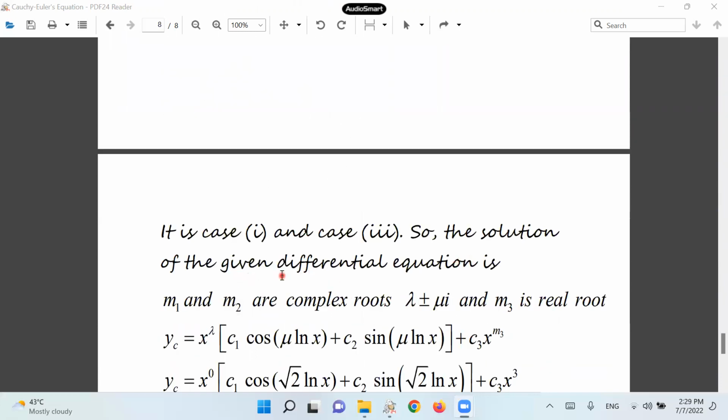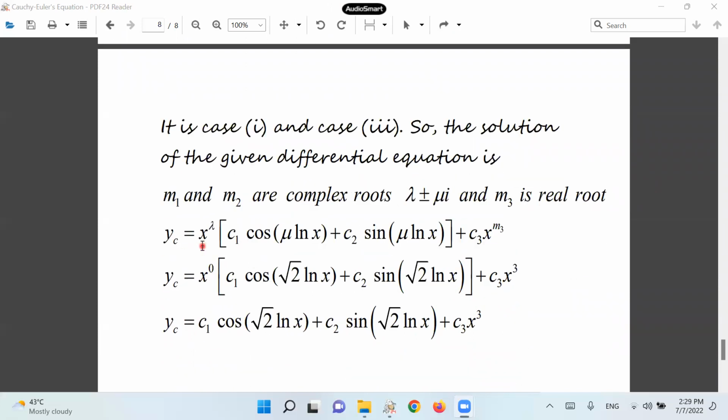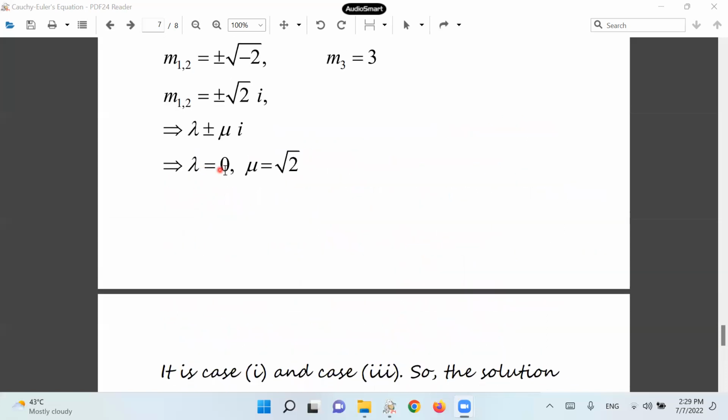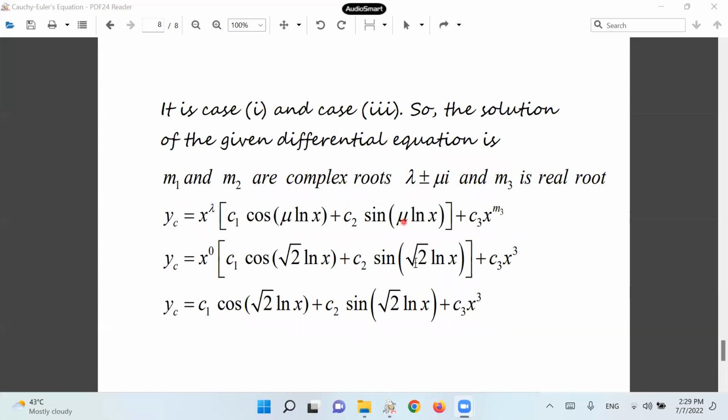So the solution of the given differential equation will be of the form yc equals x power lambda times c1 cos of mu ln x plus c2 sine of mu ln x, plus c3 x power m3. So m3 is here 3, so we are going to substitute this. It is equal to 3. And here lambda is 0, we can see it over here is 0, and mu is square root of 2. So just substitute the value of mu. Here is also mu. Ln of x will be as it is.